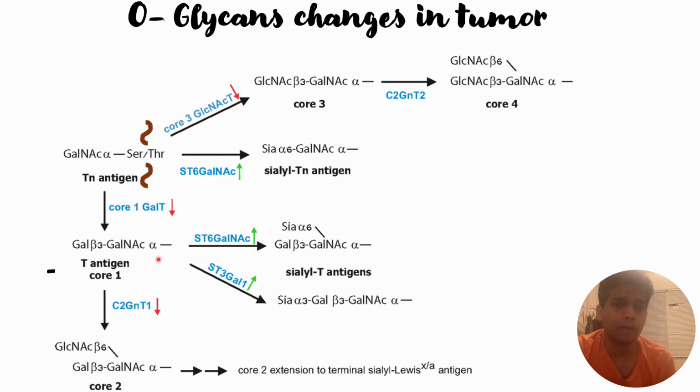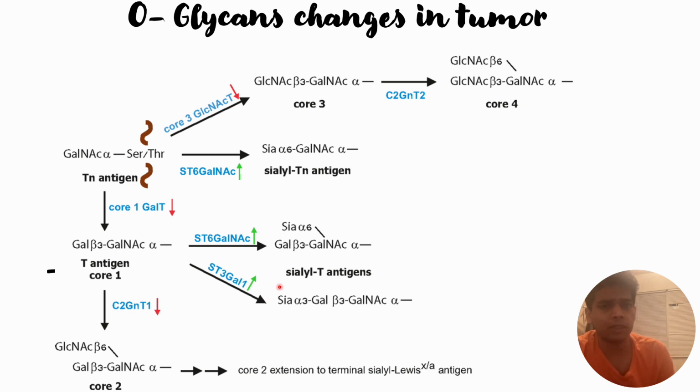There is an upregulation. There is a transformation from this Gal beta 3 GalNAc alpha with the help of this ST3 GalNAc enzyme. This addition of sialic acid occurs to this Gal beta 3 GalNAc alpha, and this structure, that is sialic acid alpha 6 and Gal beta 3 GalNAc alpha, is more evidently found in the case of tumors, and this is commonly known as sialyl T antigen.